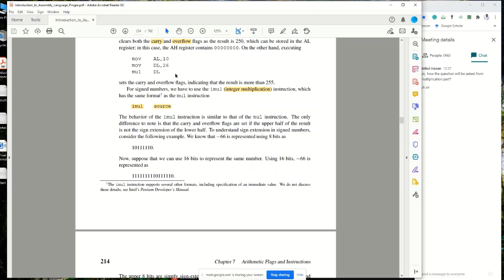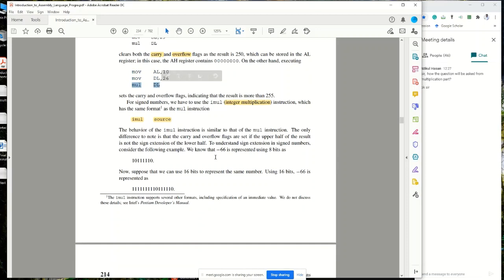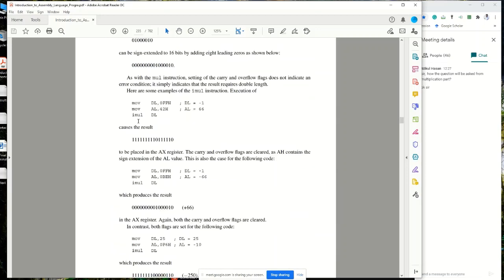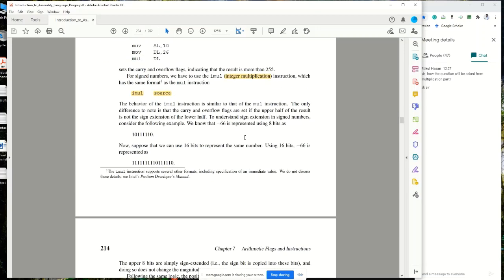In this case, we don't consider the sign. That's why the instruction is just MUL. But if you want to multiply two signed numbers, then you have to write IMUL. Okay. All right. Let's see how. What is the difference? The first difference is how we can represent a negative number. We already know how to convert it into a negative number, right?